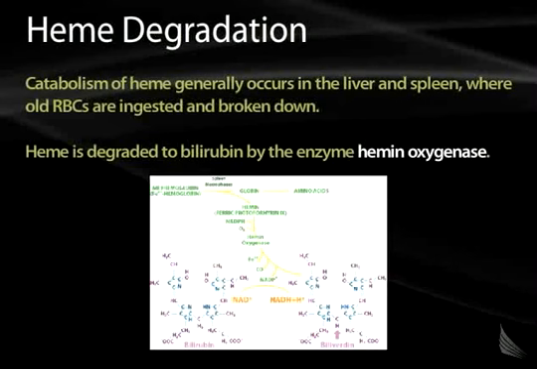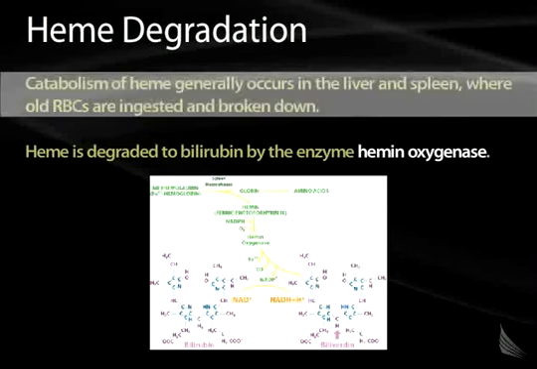Okay, so we've synthesized heme. Now, how do we degrade heme? Now, the catabolism of heme generally occurs in the liver and the spleen, where old red blood cells are ingested and broken down. Remember, the red blood cells live for about 120 days, and then they start to fail. They're ingested by macrophages in the liver and the spleen, and they're broken down.